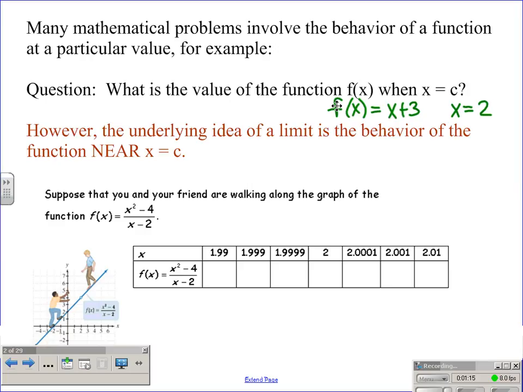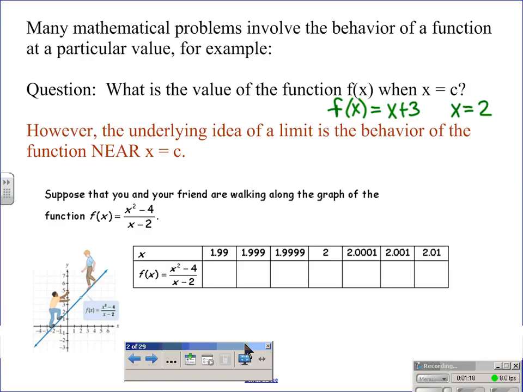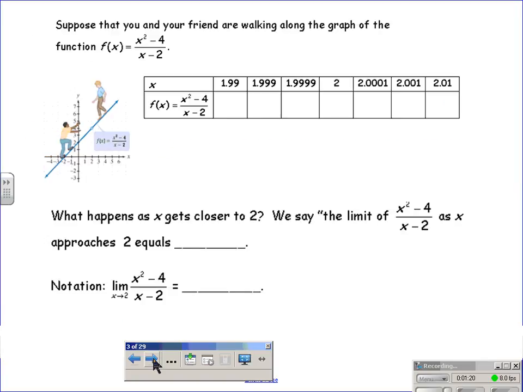And so here we have an example. I'm going to move on so that we can see it better here. Suppose you and your friend are walking along the graph of the line f of x equals x squared minus 4 over x minus 2. From what we've studied previously, you know that this function is not defined at x equals 2, because there's a hole in the graph that would produce a 0 in the denominator, and it would be undefined at that point. So here you can see you and your friend walking, and you see where it is undefined here.